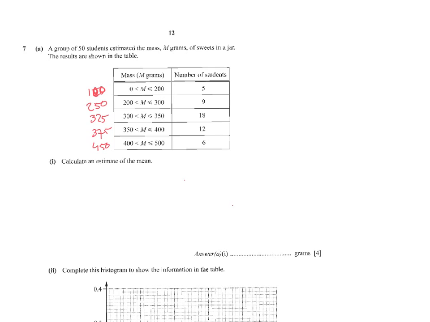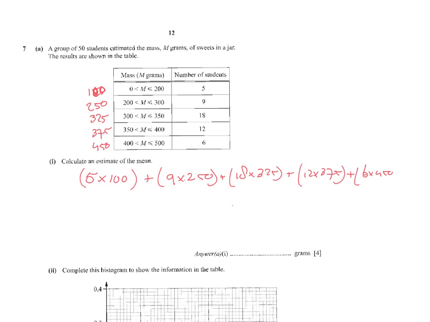Then to calculate the mean, that's the sum of the values divided by the amount of values. So I have 5 people with 100. I write this down for 4 points, which means it's not necessarily difficult, just some work. 5 times 100 plus 9 times 250 plus 18 times 325 plus 12 times 375 plus 6 times 450. There we go. And all of that divided by how much? Now take care here. If you now have to guess the answer, you would say, well, somewhere around 300.